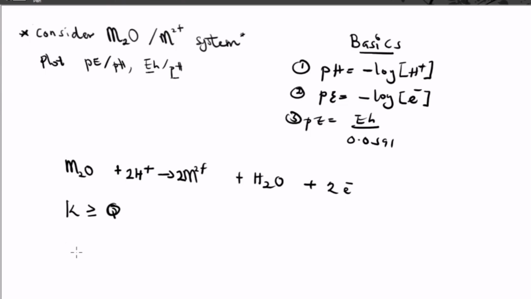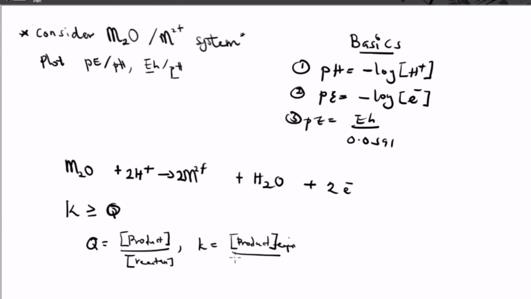So let's look at this. Q is going to give you the concentration of the product all over the concentration of the reactant. And K is also going to give you the concentration of the product in equilibrium all over the concentration of the reactant, which is also in equilibrium.